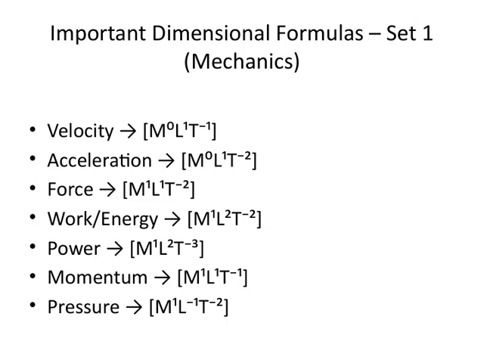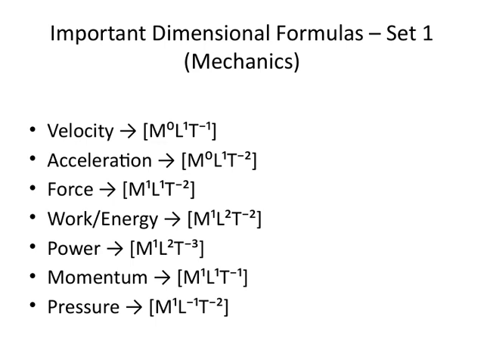Let's take a closer look at some important dimensional formulas in mechanics. These formulas help us understand the fundamental nature of physical quantities by expressing them in terms of mass, length, and time. Starting with velocity, its dimensional formula is M^0 L^1 T^-1. Notice here that mass doesn't play a role in velocity, which makes sense because velocity is about how fast an object moves, not how heavy it is.